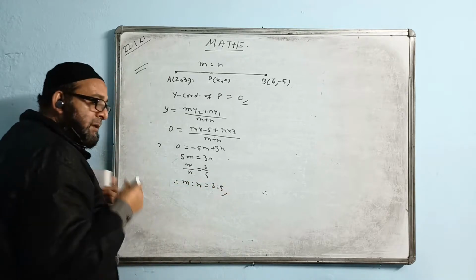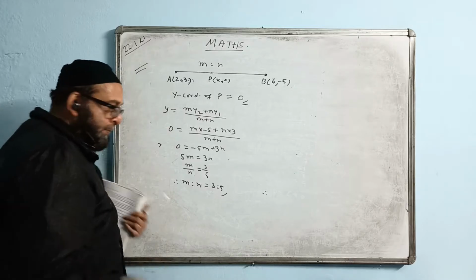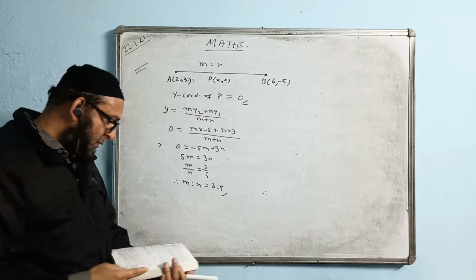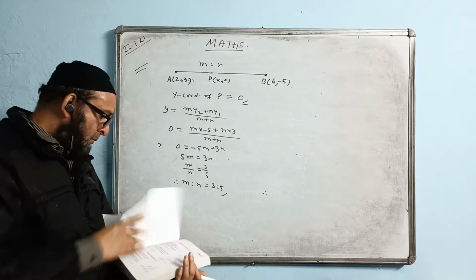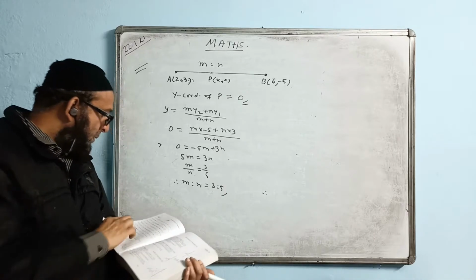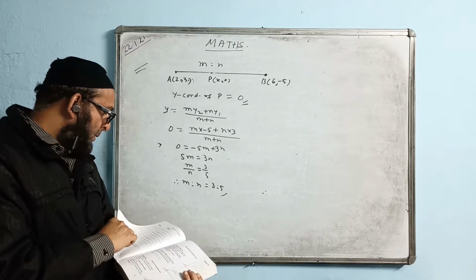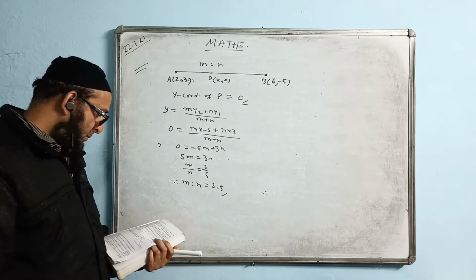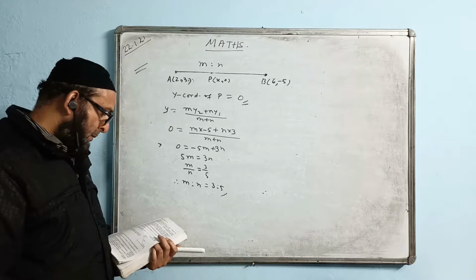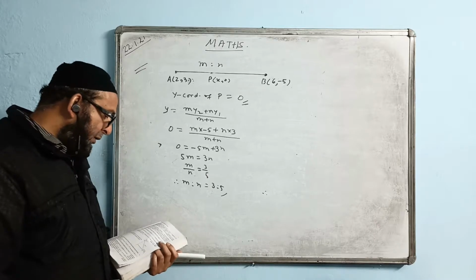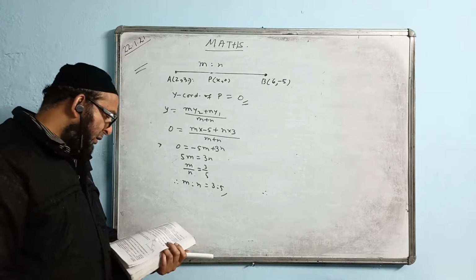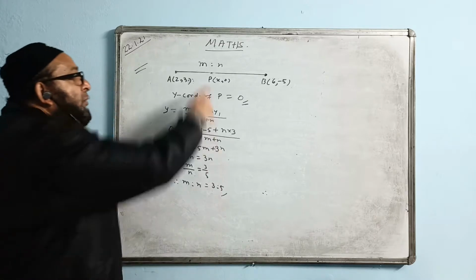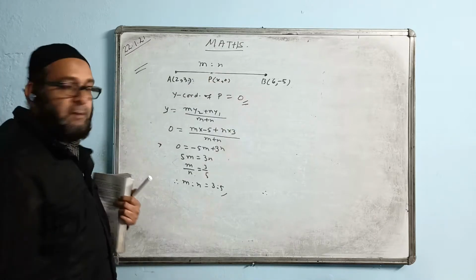Take answer. Your answer is fine. 3 is to 5. Write down the y coordinate of P that we got. This answer is finished. If they ask you find the coordinate of point P, now you find value of x.